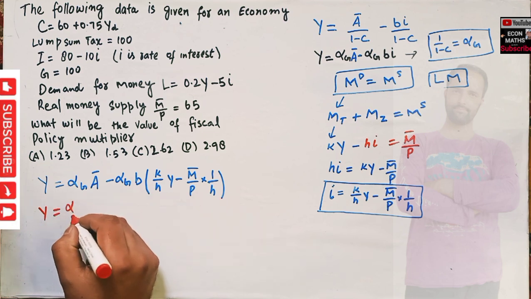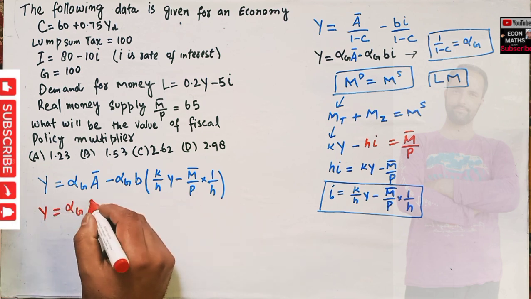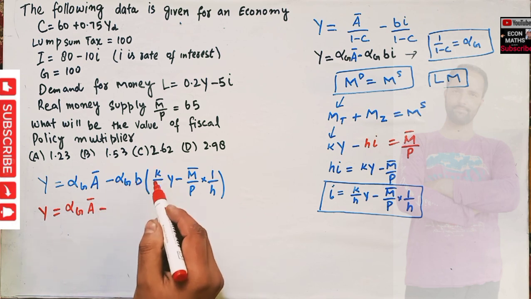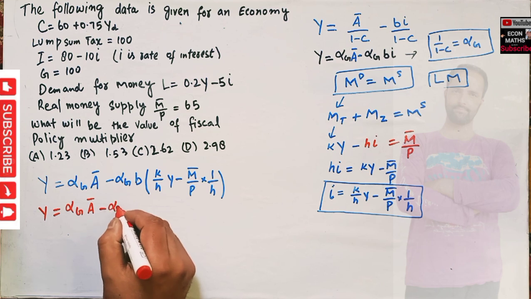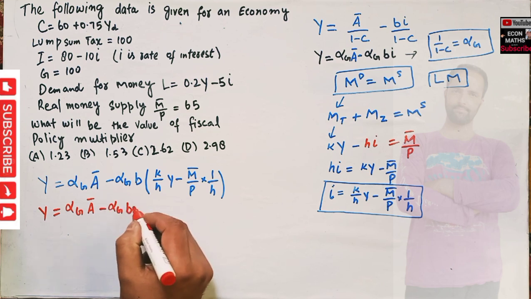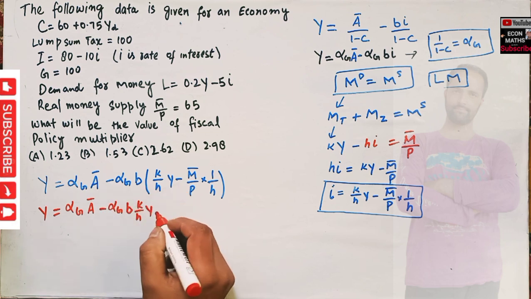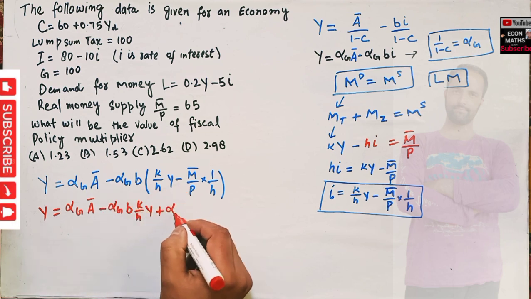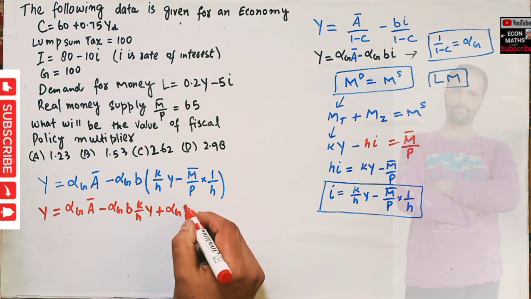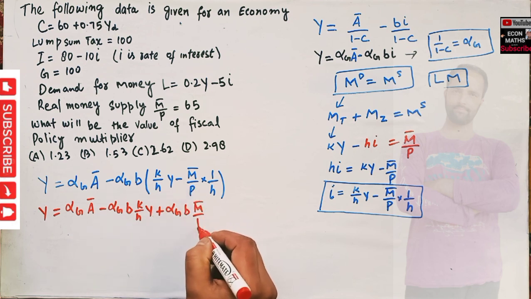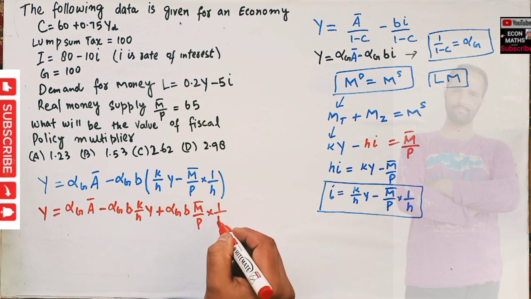Okay, now let's do some calculation here. So we have alpha g A bar minus alpha g B K upon H Y. So I can write alpha g B K upon H Y, minus to minus is plus. Again we have alpha g B M upon P into 1 upon H.